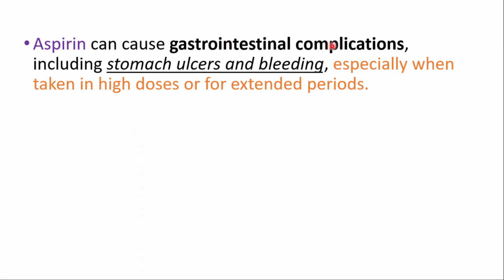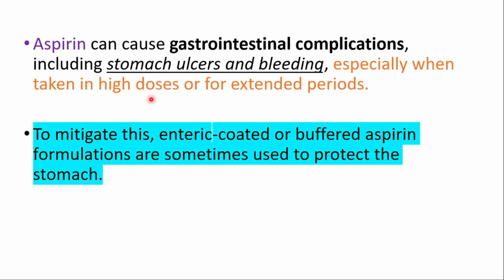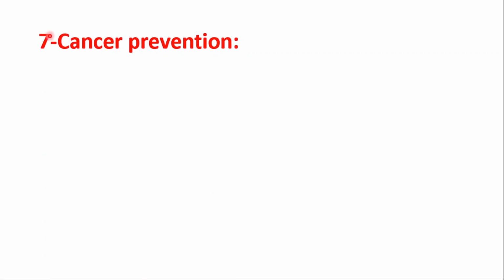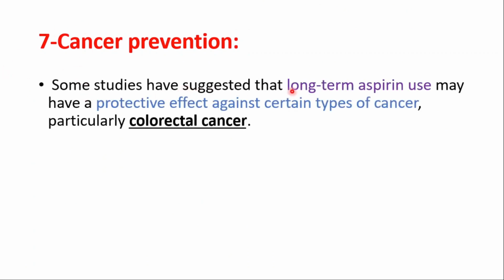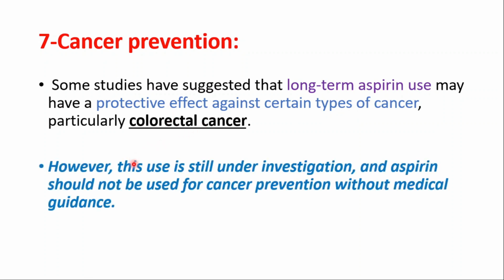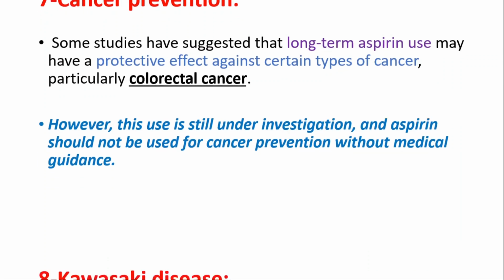Aspirin can cause gastrointestinal complications, stomach ulcers, and bleeding, especially when taken in high doses or for extended periods. To mitigate this, enteric-coated or buffered aspirin formulations are sometimes used to protect the stomach. Number seven, we have cancer prevention. Some studies have suggested that long-term aspirin use may have a protective effect against certain types of cancer, particularly colorectal cancer. However, this use is still under investigation, and aspirin should not be used for cancer prevention without medical guidance.